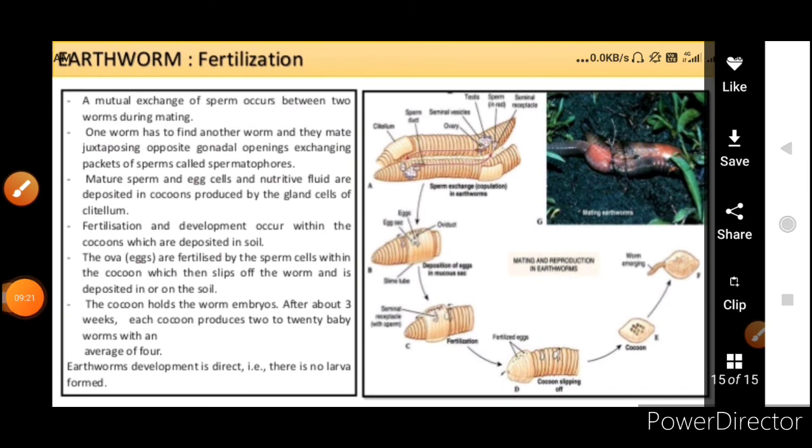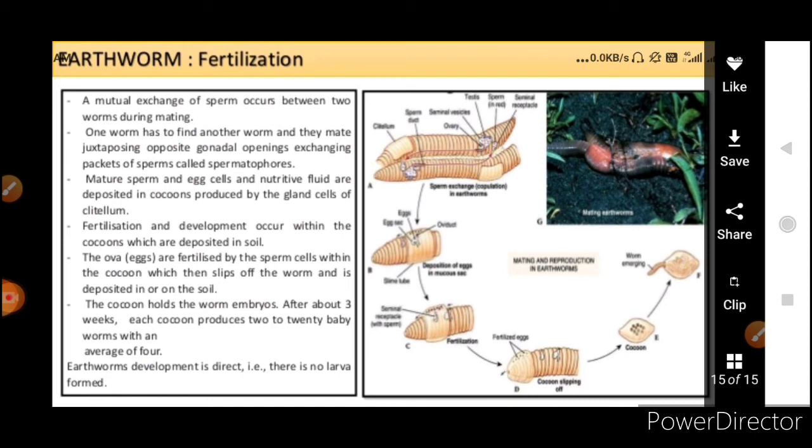Now we come to the fertilization part. During fertilization there is a mutual exchange of sperm between the two worms during mating. They will exchange sperms. Now one worm has to find another worm and they mate in juxtaposing opposite gonadal openings, exchanging packets of sperm called spermatophores.